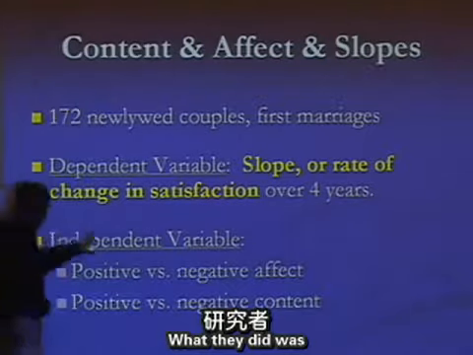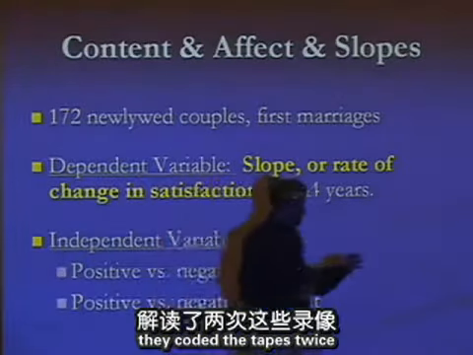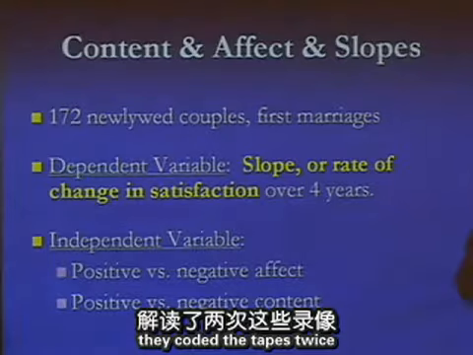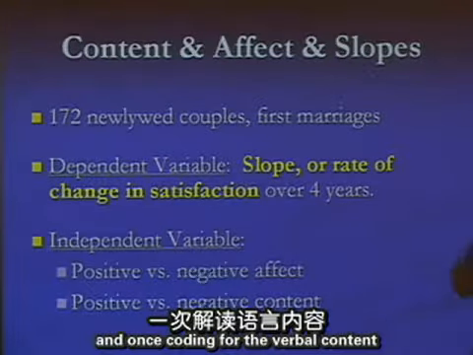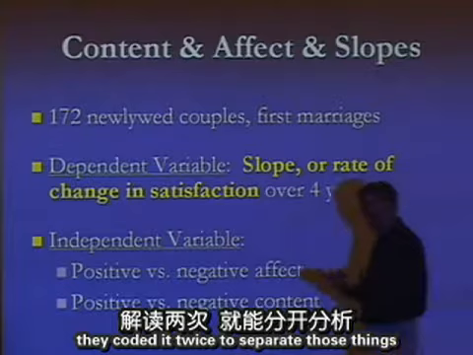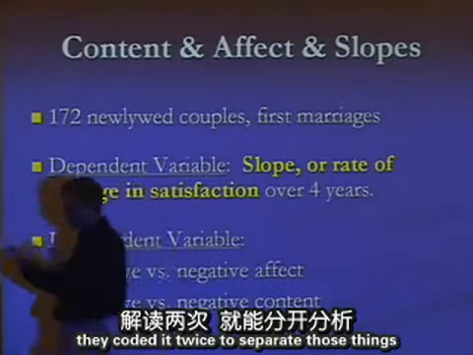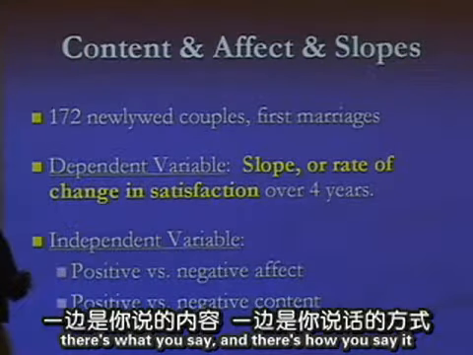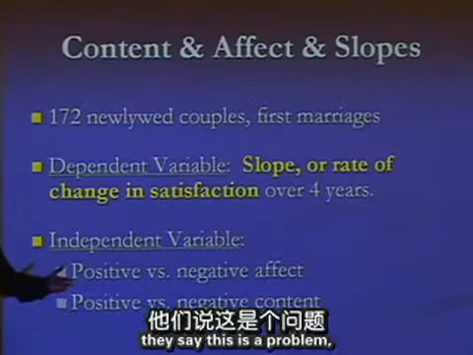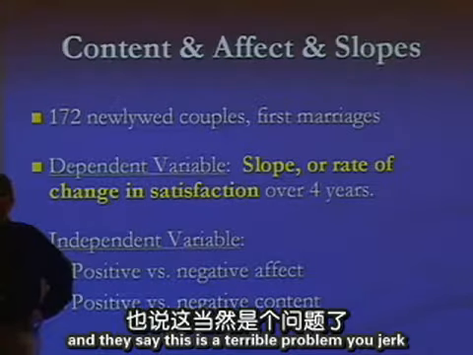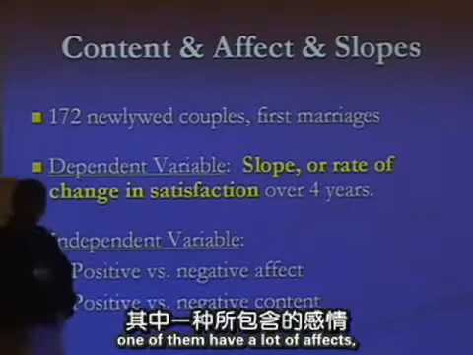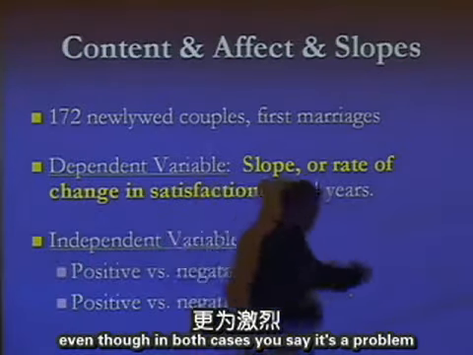And what they did was they coded the tapes twice. Once coding for emotion and once coding for the verbal content. They coded it twice to separate those things. There's what you say and there's how you say it, right? They're saying, this is a problem. And they're saying, this is a terrible problem, you jerk. There's two different things. One of them has a lot of affect, even though in both cases you're saying there's a problem.